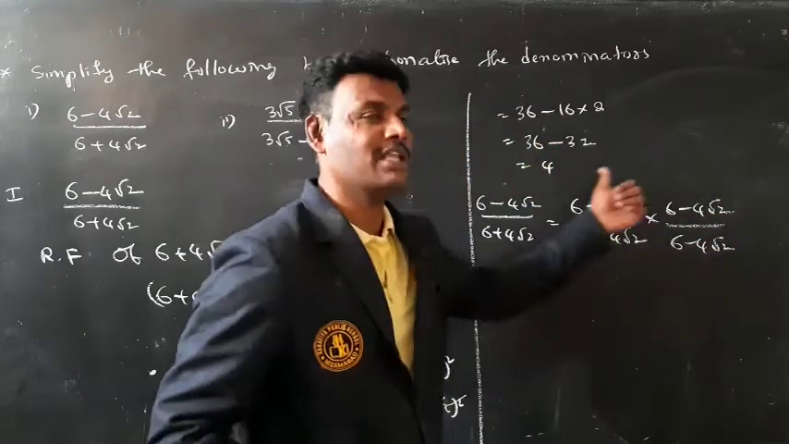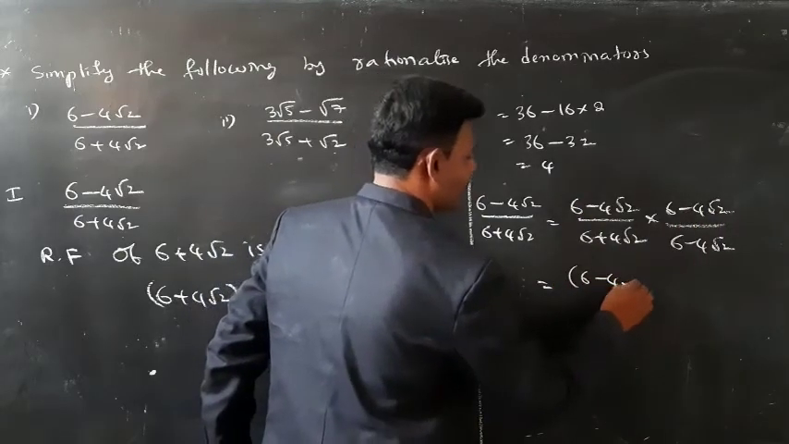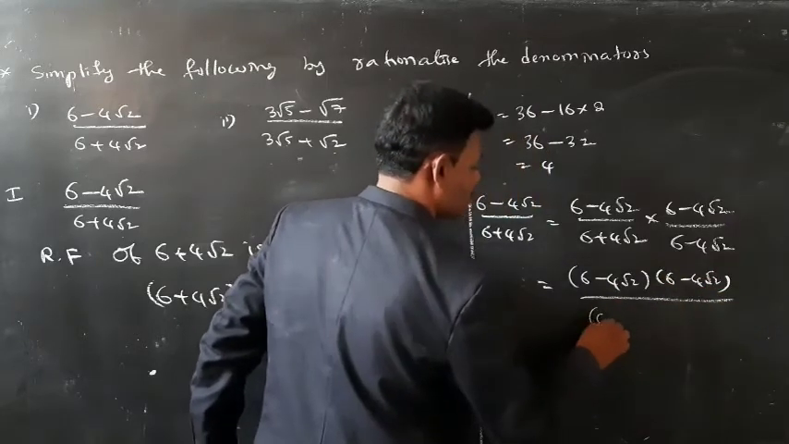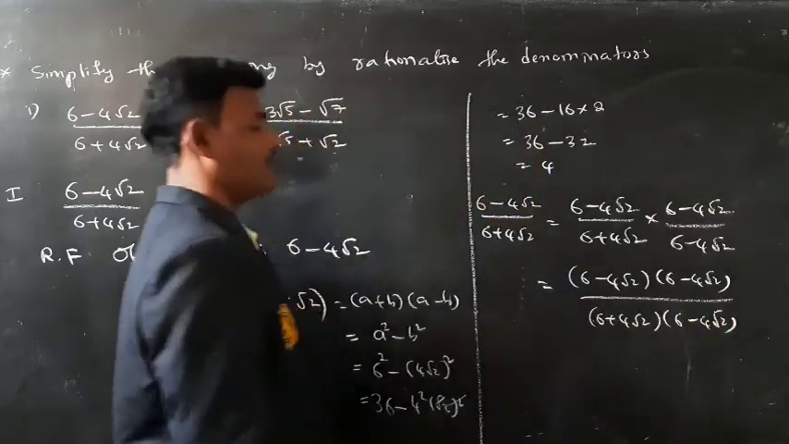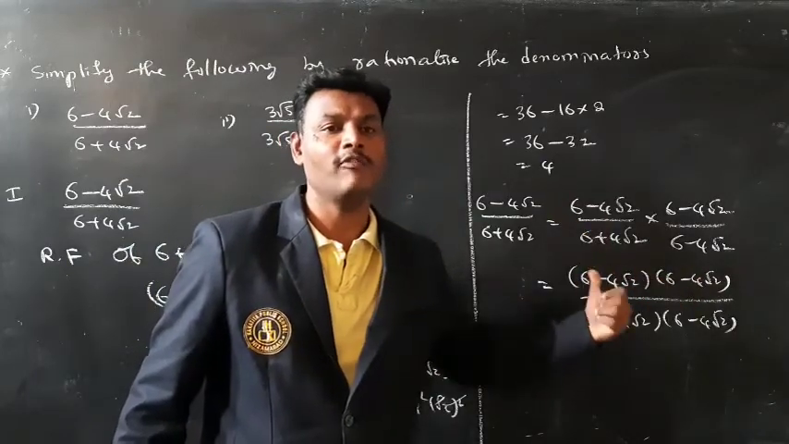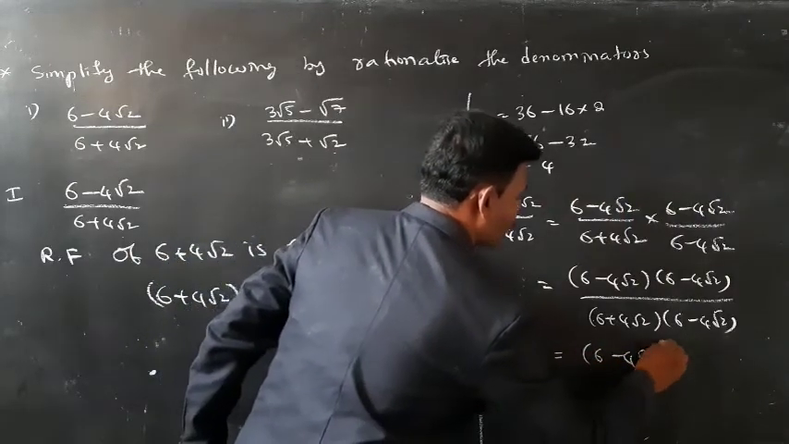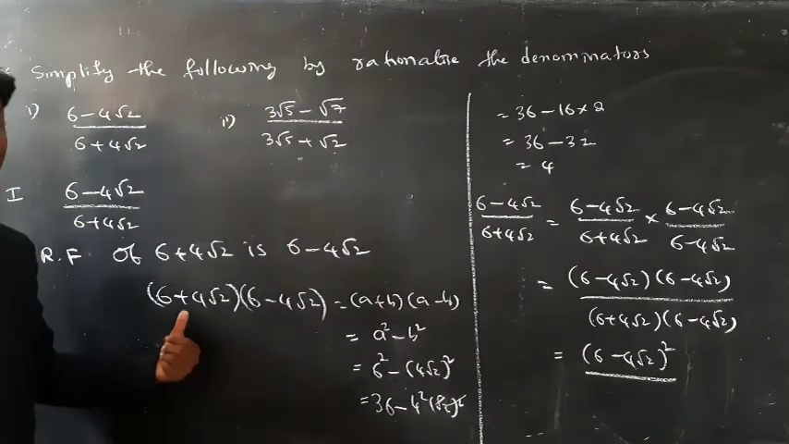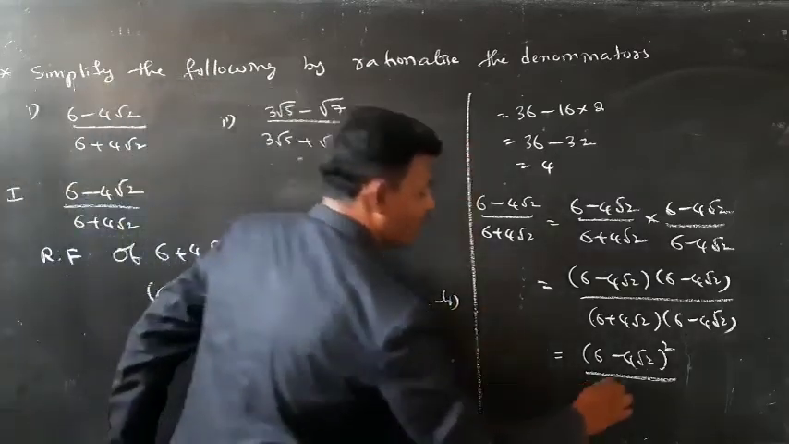Then multiply the numerators, multiply the denominators. Here what are the numerators? (6 minus 4 root 2) into (6 minus 4 root 2). By denominators, (6 plus 4 root 2) into (6 minus 4 root 2). Clearly observe here, the numerator is in the form of a into a. a into a we can write a square. Here (6 minus 4 root 2) whole square, by already we have the value of the denominator, 4.